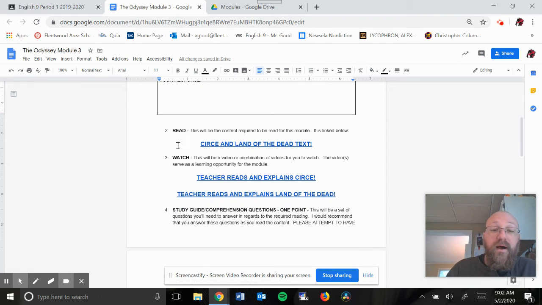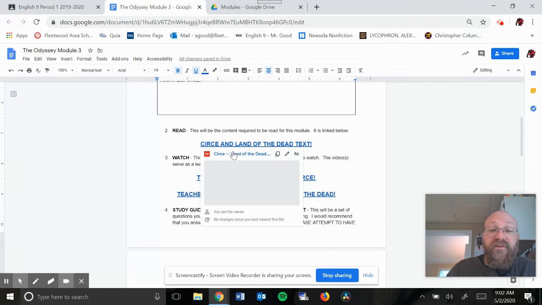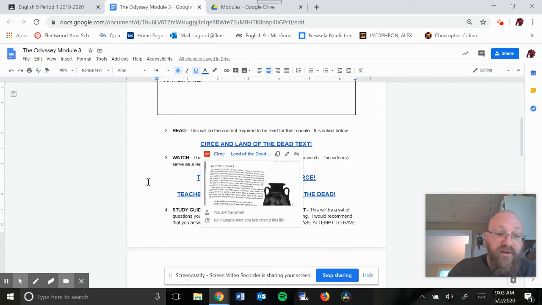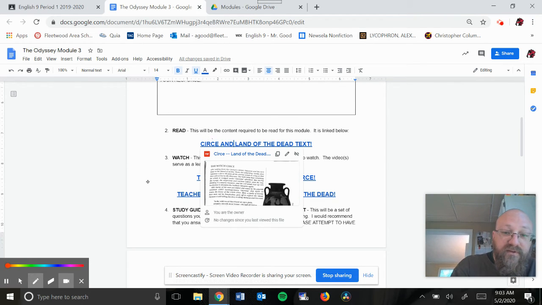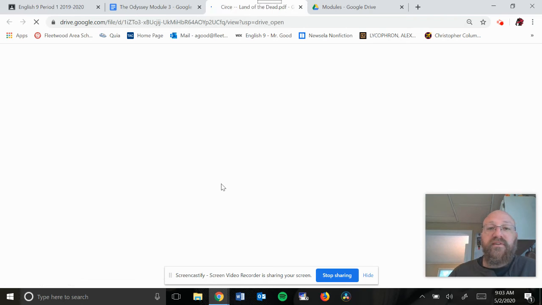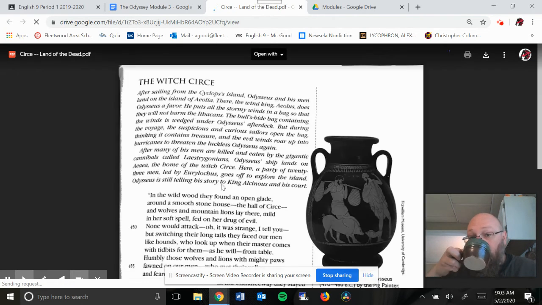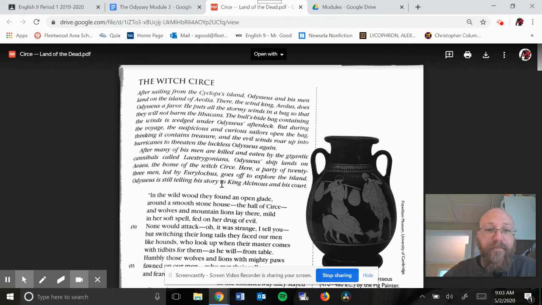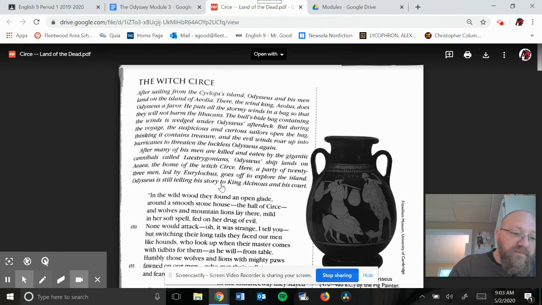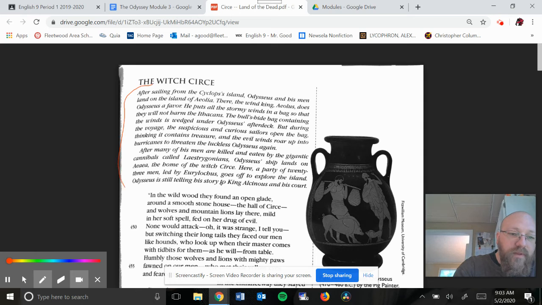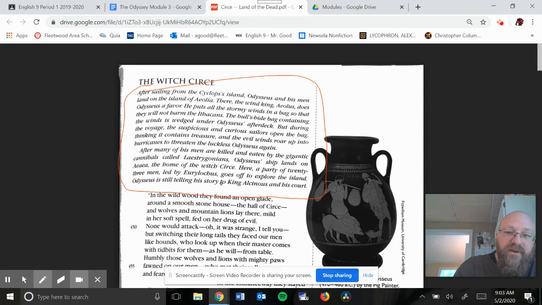Okay. The reading portion. This is Circe, is how you say this one. Circe and Land of the Dead. They're 2 different sections. They're relatively short sections. That's what's being assigned. This is the actual version of the text that you see on your screen. Momentarily, it'll pop up right there. The witch Circe, please, please, please do not forget that you need to read these pieces here.